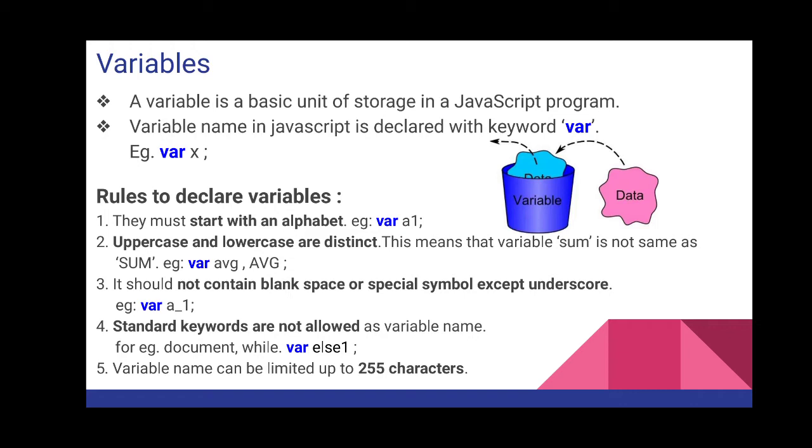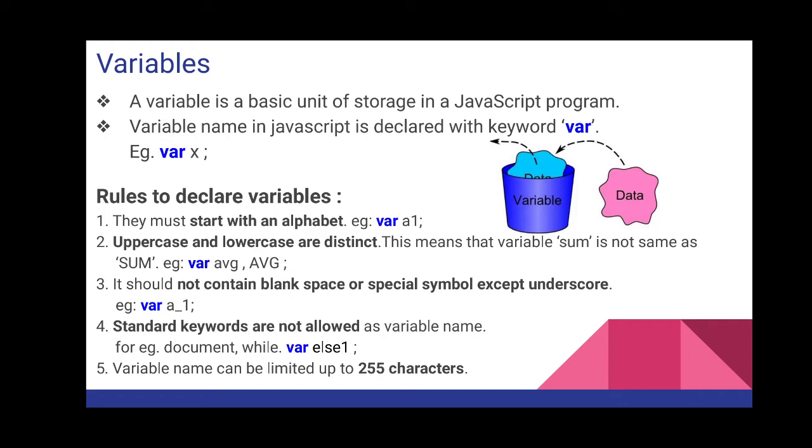These are some keywords which are already predefined in JavaScript, so you cannot use them. Now even else is a keyword, but you can see in the example what I have given, var space else1. Now this is a valid variable name. Why? Because I am not using any keyword. It is not simply else. I have written it as else1. That is why it is considered a valid variable name.